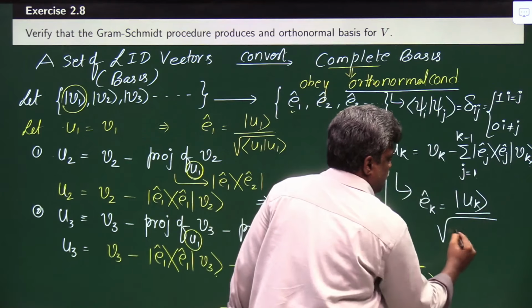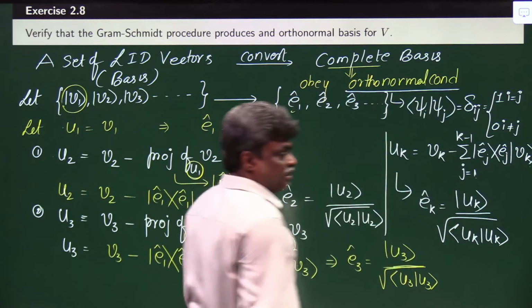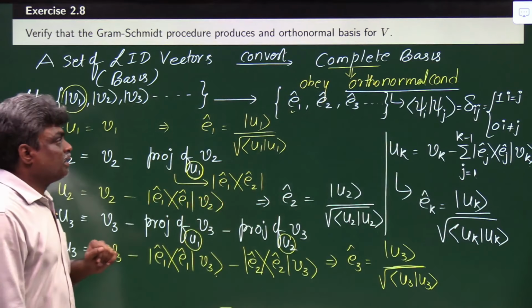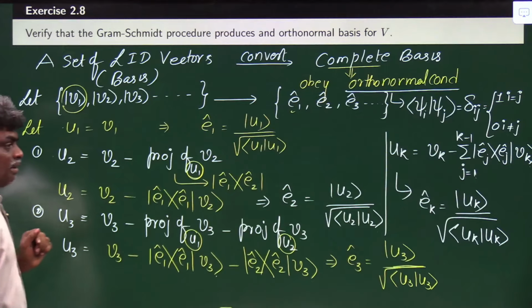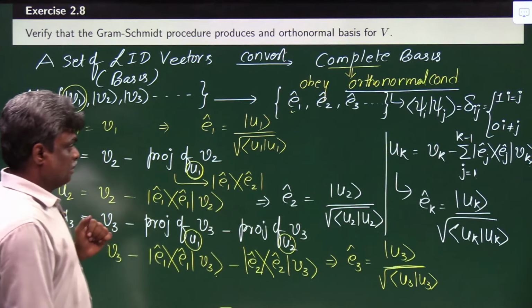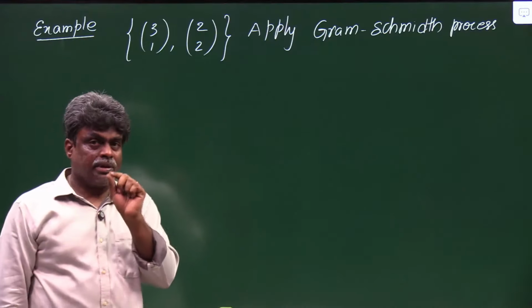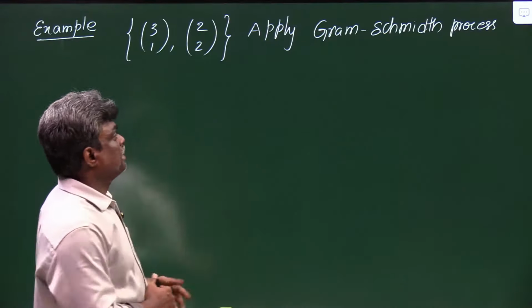by its magnitude. So this is the Gram-Schmidt orthogonalization process. Now let us consider one example for this and discuss. Okay. Now here I am taking one example to understand this method.